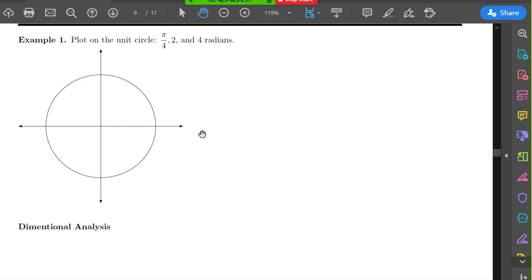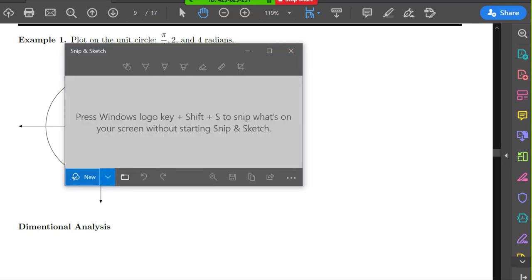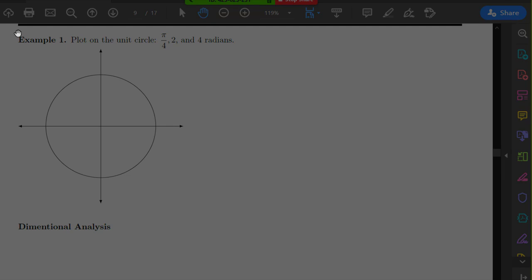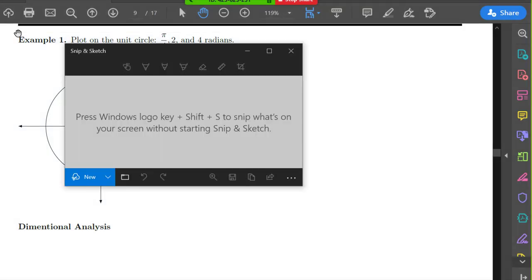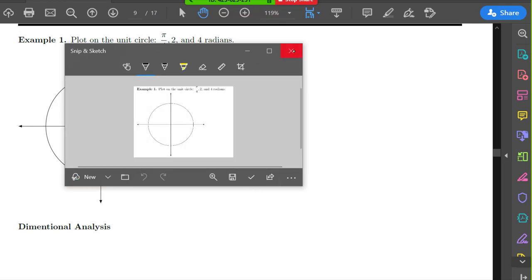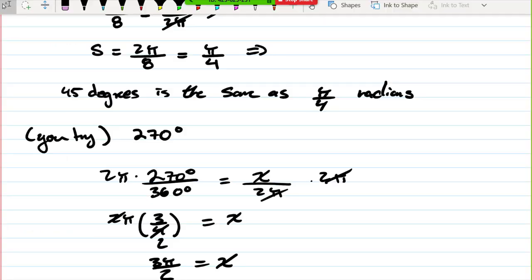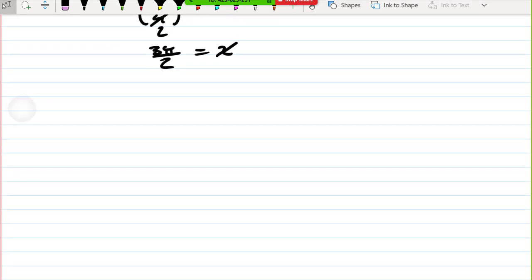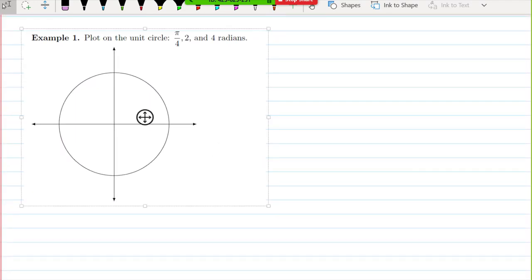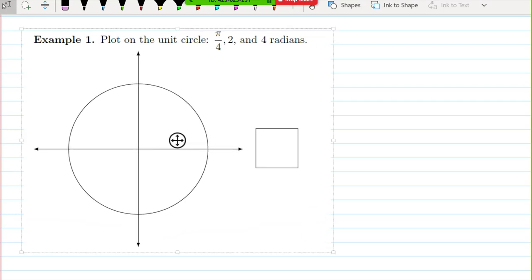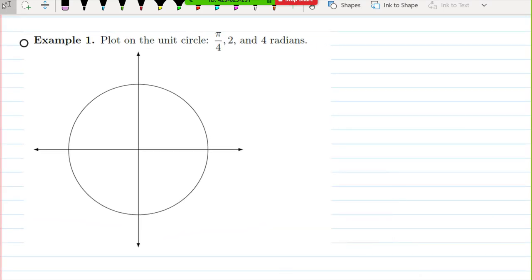All right, so let's take a look at our next example. So we wish to plot each of the following on our unit circle. So we want to plot a rotation of pi over 4.